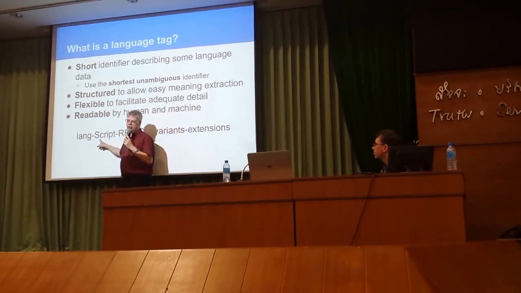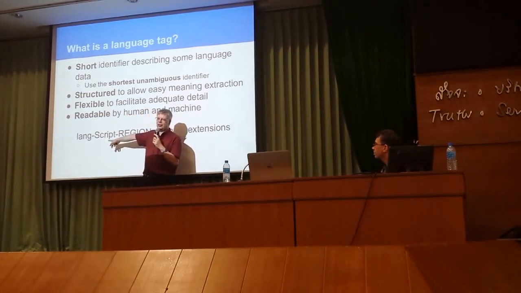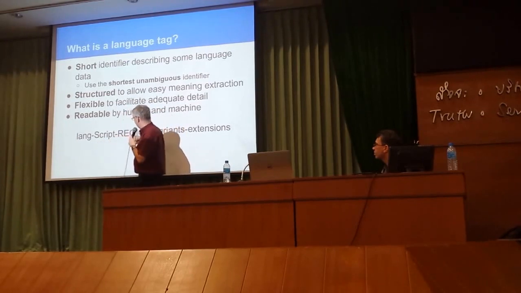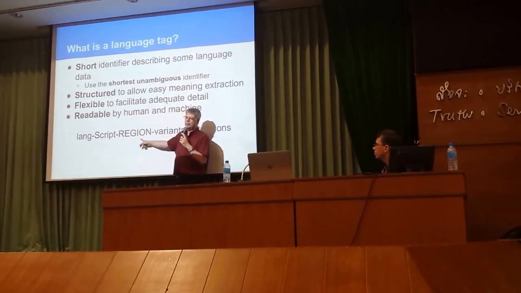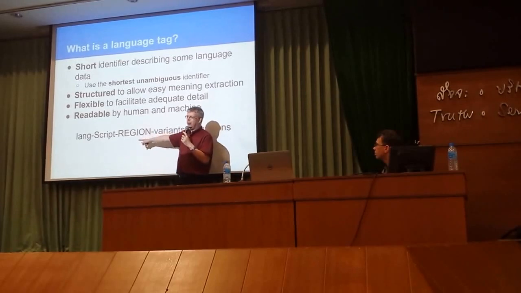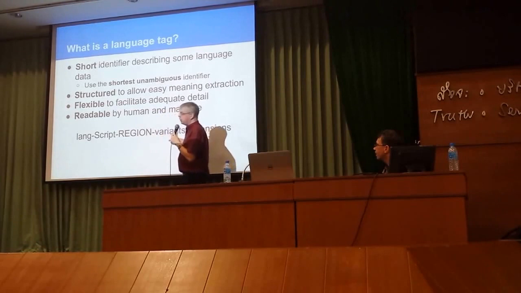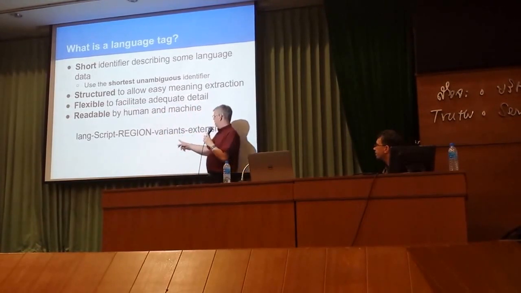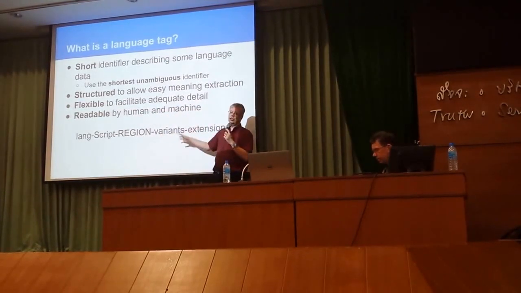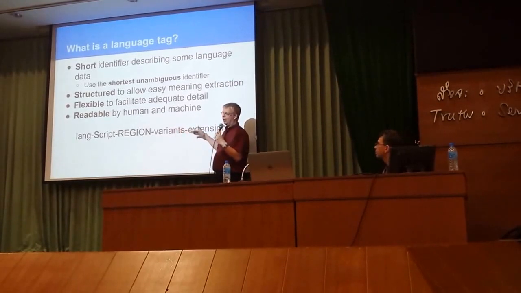the script code, a 4-letter code, ISO 15924. And then we have a 2-letter region tag, usually in capitals, from ISO 3166-1 Alpha 2. And then we have various registered variants and extensions. We're going to go through this in more detail, so we're going to break this down with an example so you understand what that's all about.